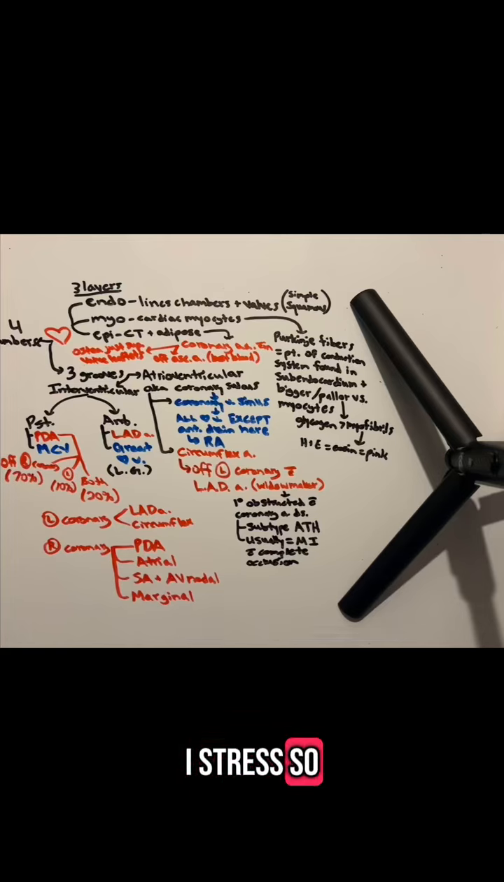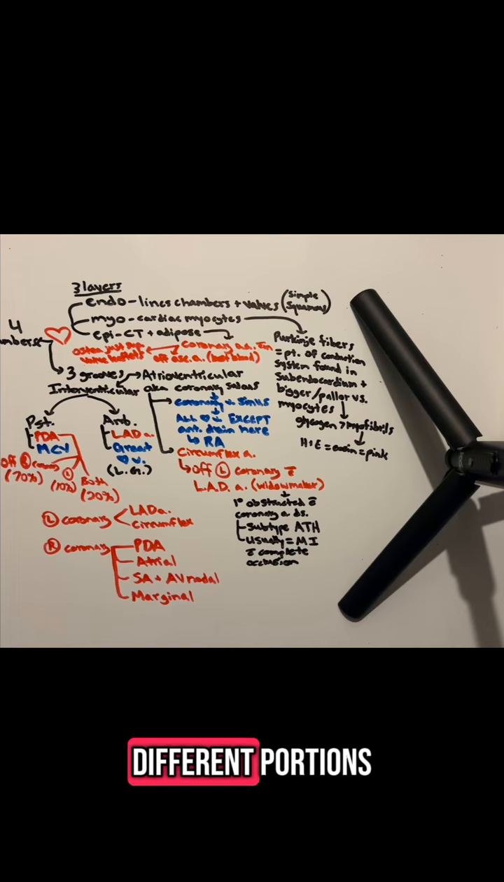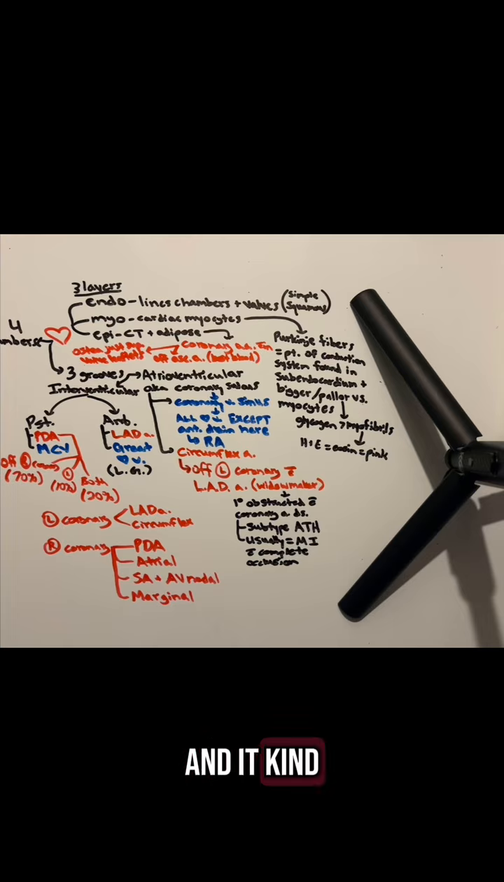Now, the reason I stress so much as to why the coronary arteries, left and right, are the first branches of the aorta, period, is because the aorta has three different portions: the ascending aorta, the aortic arch, and the descending aorta. And it kind of depends which portion of the aorta we are talking about whenever we want to talk about the first branch. In general, the first branches are the coronary arteries, but the aortic arch specifically, its first branch is the brachiocephalic trunk.